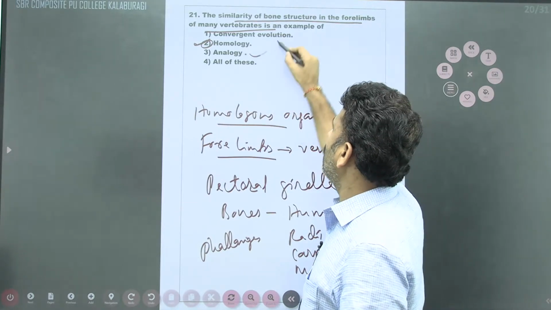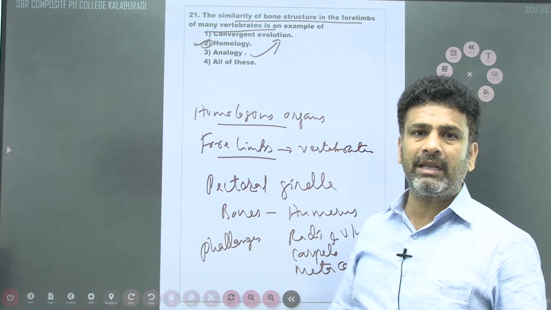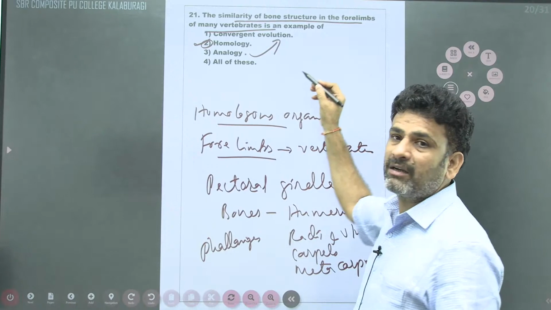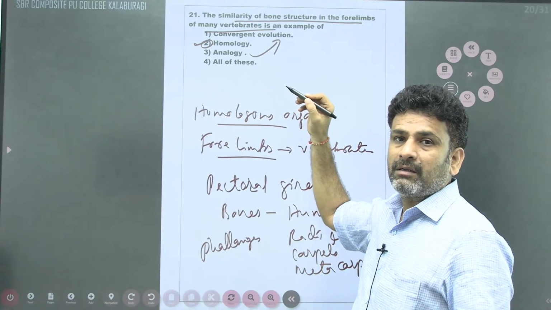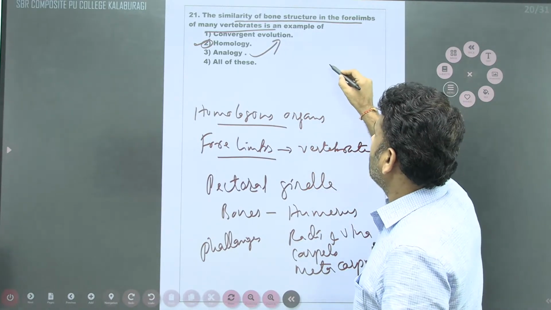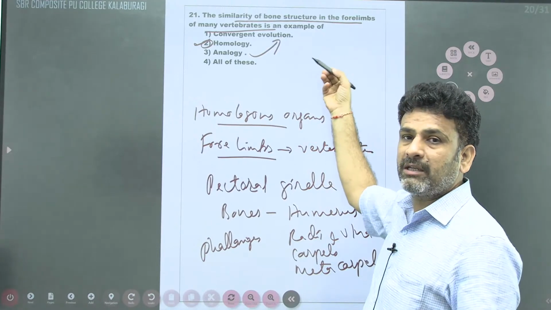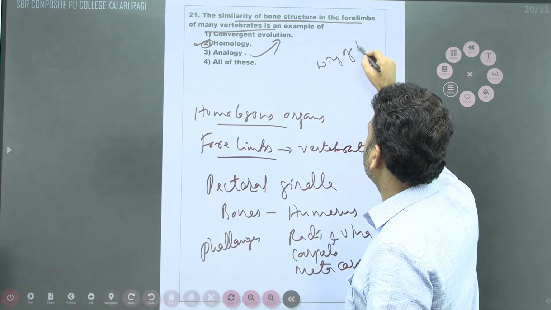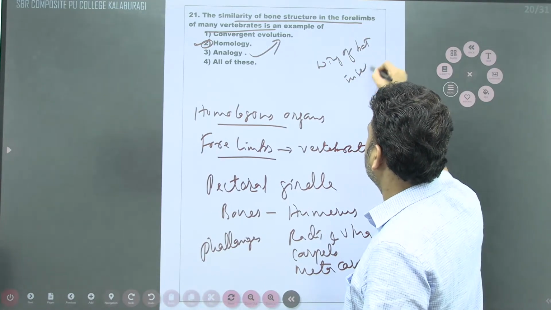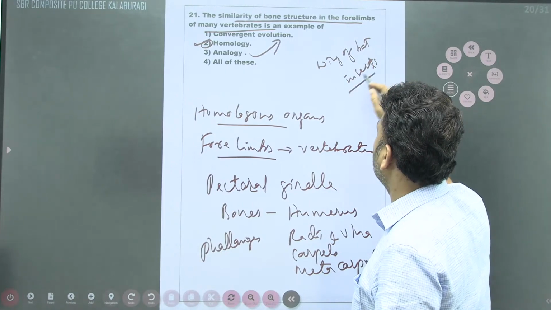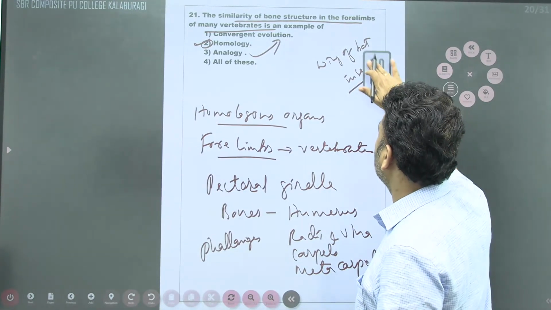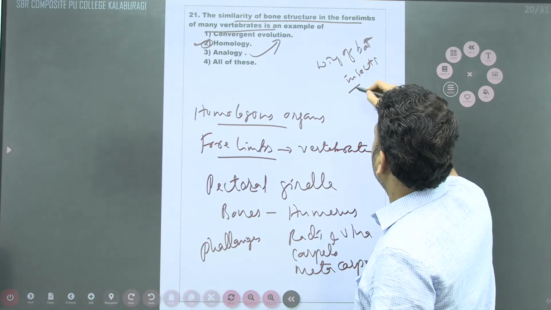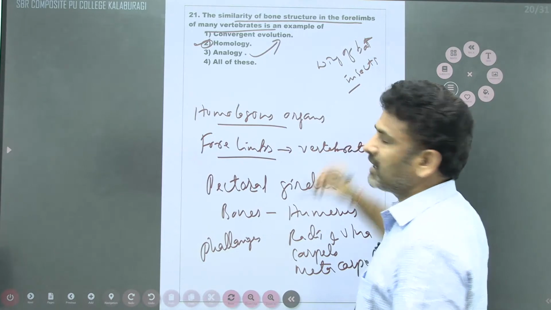Convergent evolution. Convergent evolution results from analogy. Analogy is nothing but analogous organs, where the structure is different, the origin is different, but the function is the same. So if you observe the wings of a bat as well as the wings of insects, they arise from different parts of the body, their origin is different, but the function is the same.